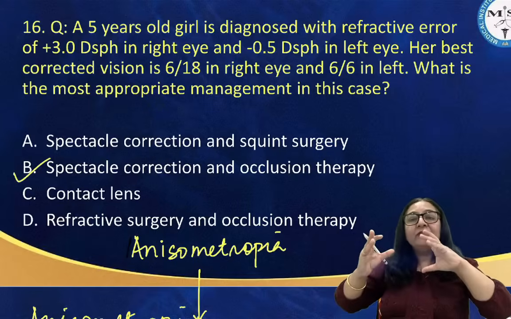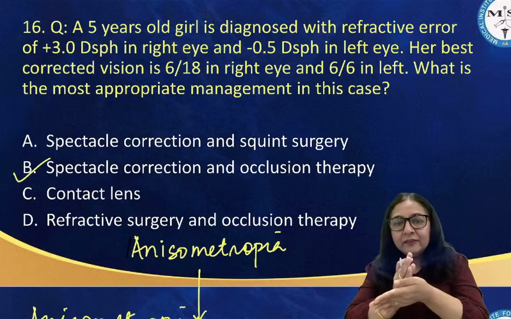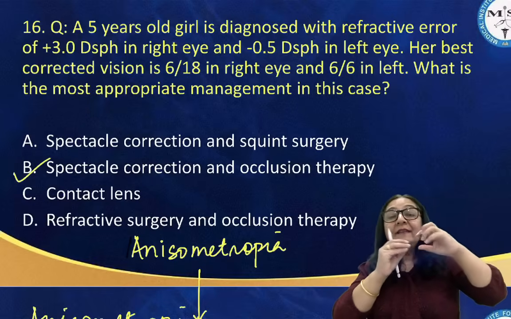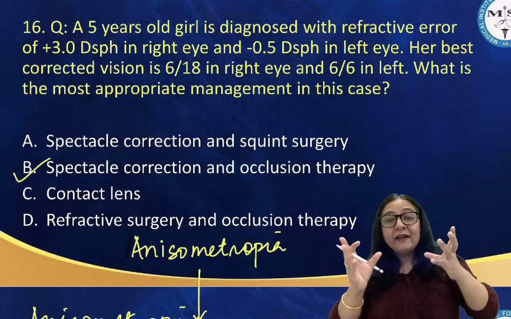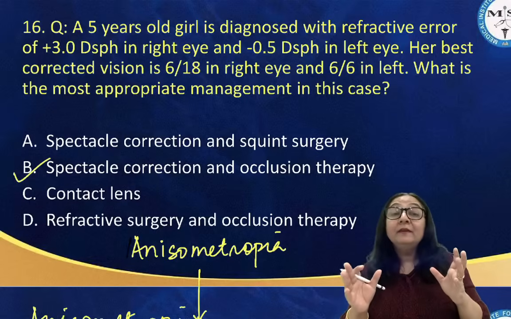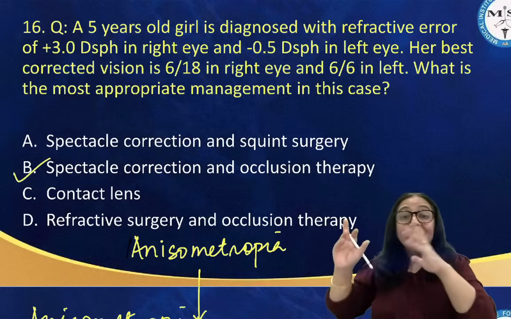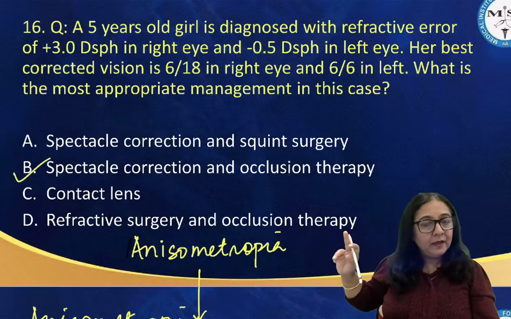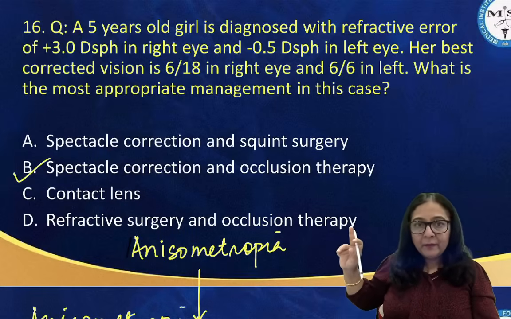Now, in this question, the thing which you should revise is what anisometropia is: usually when the difference in the refractive error between the two eyes is more than 2.5 diopter. That is anisometropia. Anisometropia will be a cause of amblyopia. That is anisometropic amblyopia.